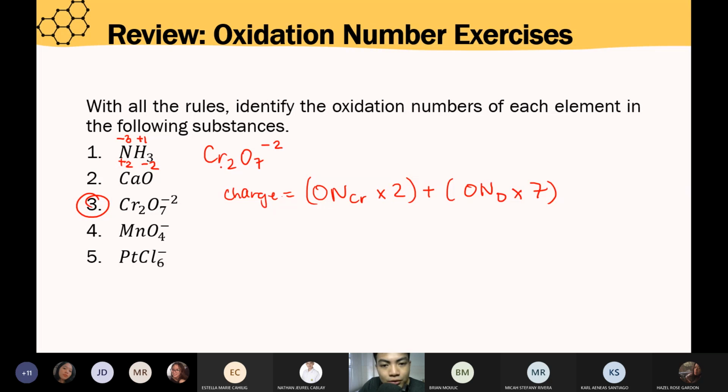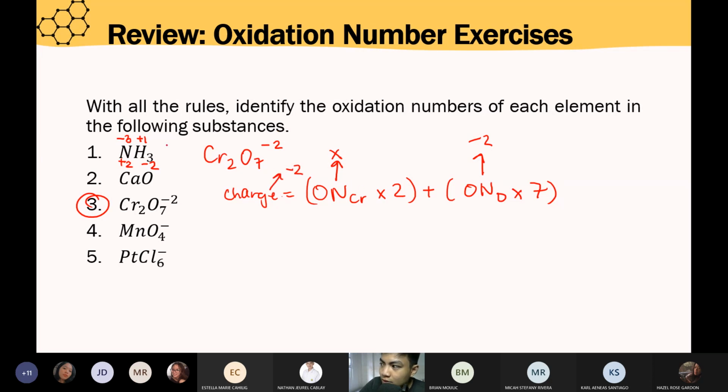Okay. Of the two elements, sino may sinabi? Kay oxygen. Sabi kay oxygen, negative 2 yan. Okay. So, this is negative 2. May sinabi ba sa rules kanina about chromium? Wala. Okay, walang sinabi. So, wala kang magagawa. X yan. Okay? Okay, how about the charge of the molecule? Basically, just look at the exponent, that is negative 2.